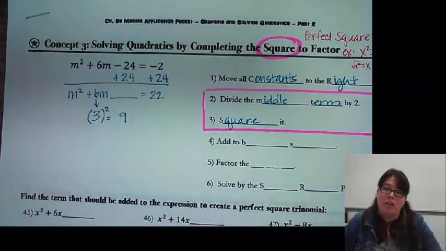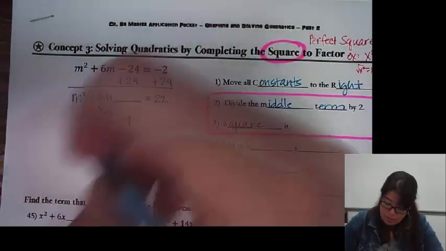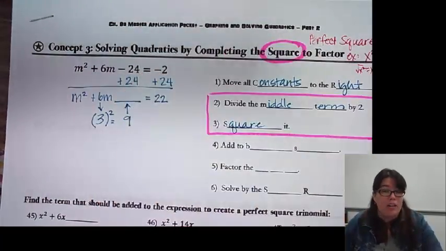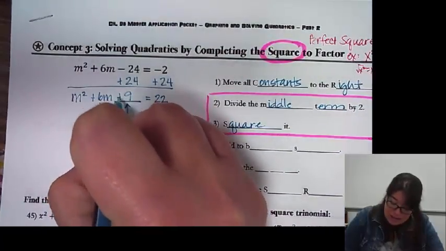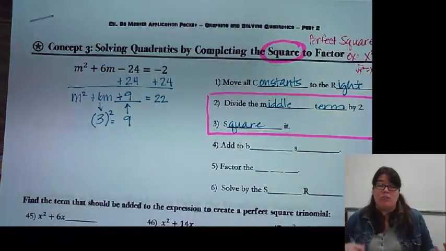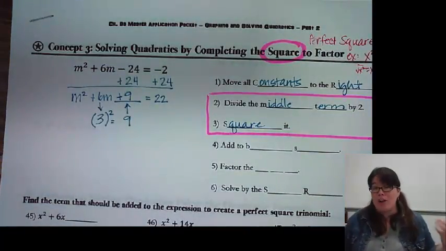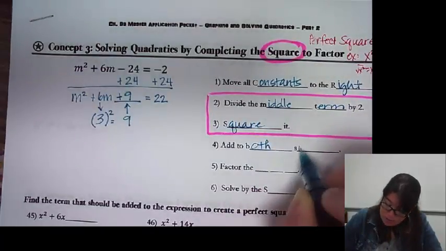9 is our special number. 9 is our magic number that will create a perfect square trinomial. So this is the number that's going to go here. All right, we're going to add it here. But this is algebra, and I can't just do something on one side of the equation without doing it to the other. So that's why our next step is add it to both sides.